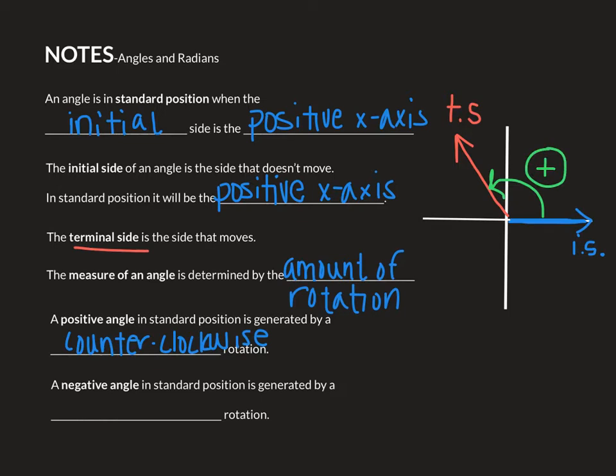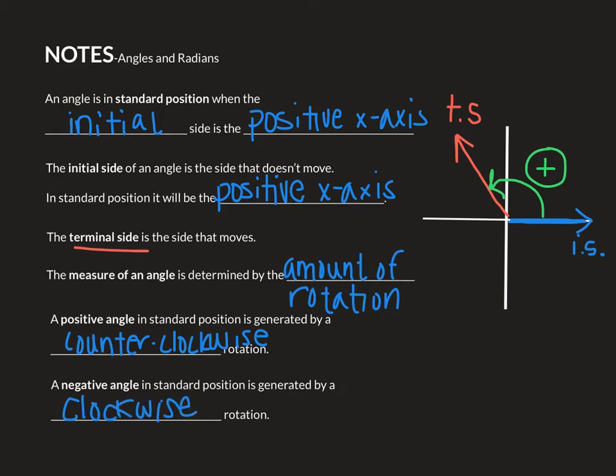I could even go further and have a positive angle that goes all the way around and comes back, and that's still a positive angle. So anytime a rotation is in the positive direction, meaning it is going counterclockwise, it's considered a positive angle. Okay, so similarly, a negative angle in standard position is generated by a clockwise rotation.